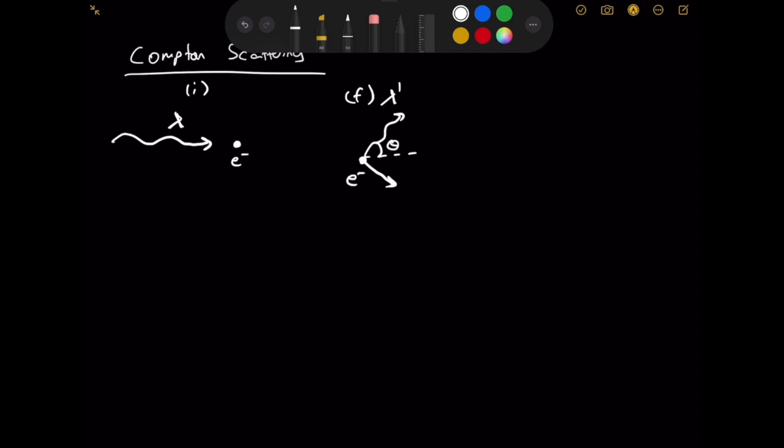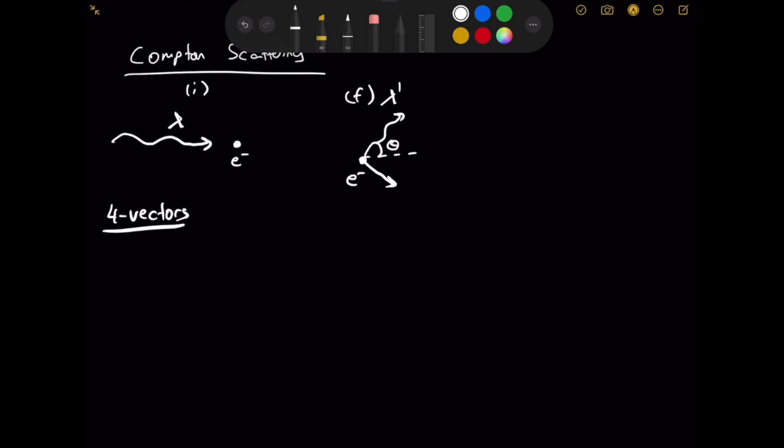Our goal is to express lambda prime in terms of lambda, mass of the electron, theta, and other constants, the speed of light, for example. So how do we do this? To do this, we will use a very powerful technique called four vectors. These vectors, let me just construct one and it will make sense to you.